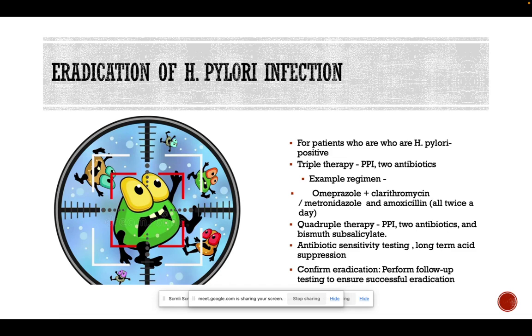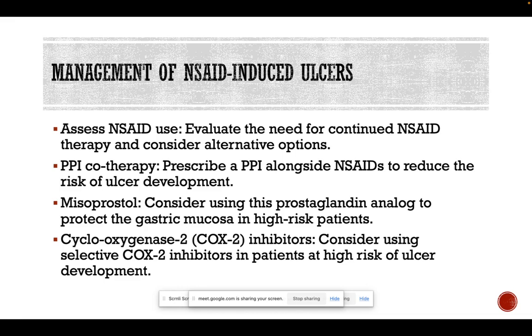And quadruple therapy, the same regimen, but in addition, we use bismuth subsalicylate, which is a protective mucosal agent. If the recurrence is active, we use antibiotic sensitivity testing for long term acid suppression. Coming over to the management of NSAID induced ulcers, for excess NSAID use, we evaluate the need for continued NSAID therapy and whether there are any alternative options.